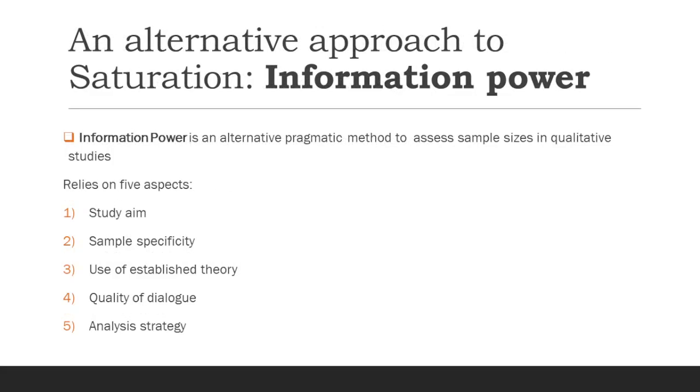So Malterud and colleagues proposed a new way to decide your sample size, which they called information power. This method is meant to be a checklist, not to calculate n, the number of participants, but as a recommendation of what you can consider systematically about participant recruitment at different steps of the research process. It is a concept and method that relies on 5 items instead of numbers: the study aim, the sample specificity, the use of established theory, the quality of dialogue, and the study's analysis strategy. So let's go through and discuss each of these 5 items, so you understand how to use this new standard of information power.